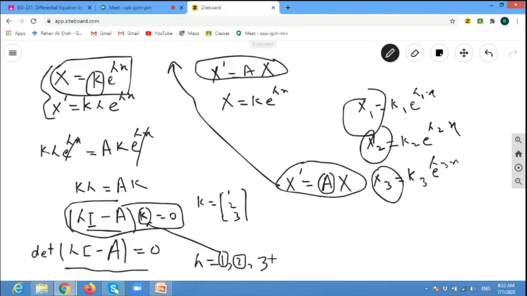Similarly, for each eigenvalue you will get an eigenvector, and you put it in this solution set x is equal to k e power lambda x. If lambda is lambda 1, this k will become k1, this will become x1. If this is lambda 2, this will become k2, and this will become x2. If this is lambda 3, this will become k3, this will become x3. So you will generate a set of solutions.